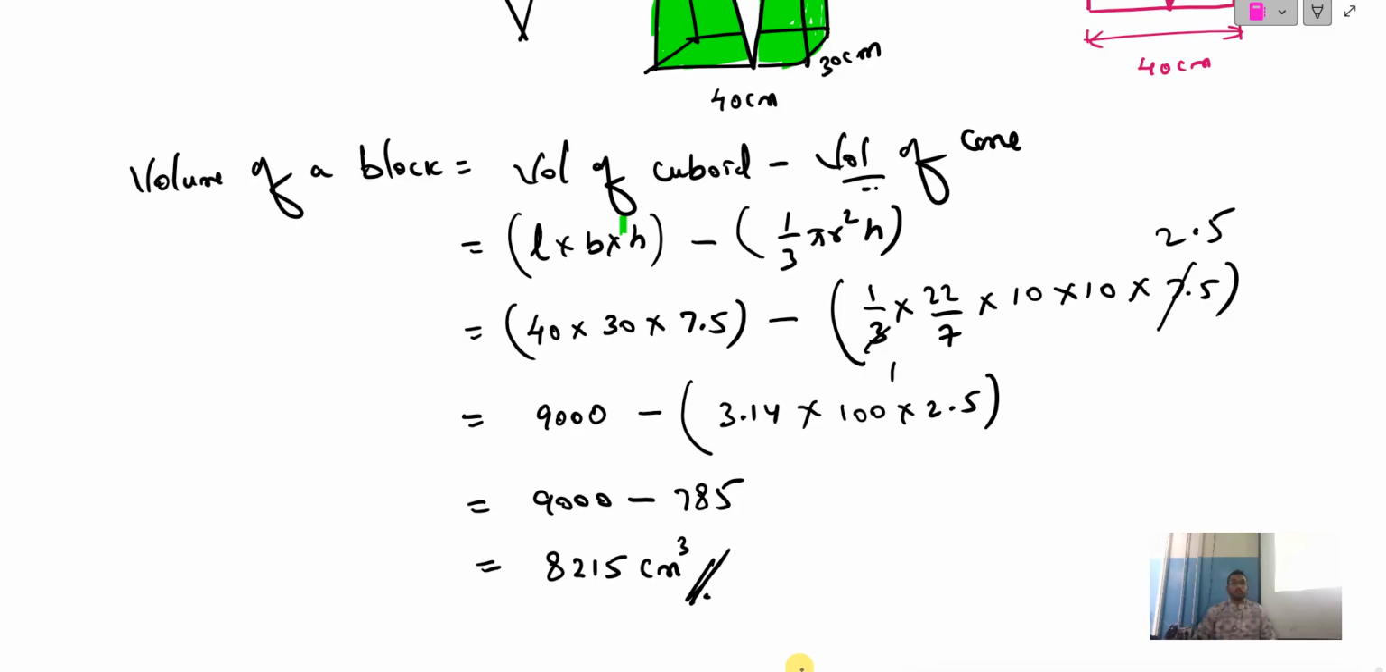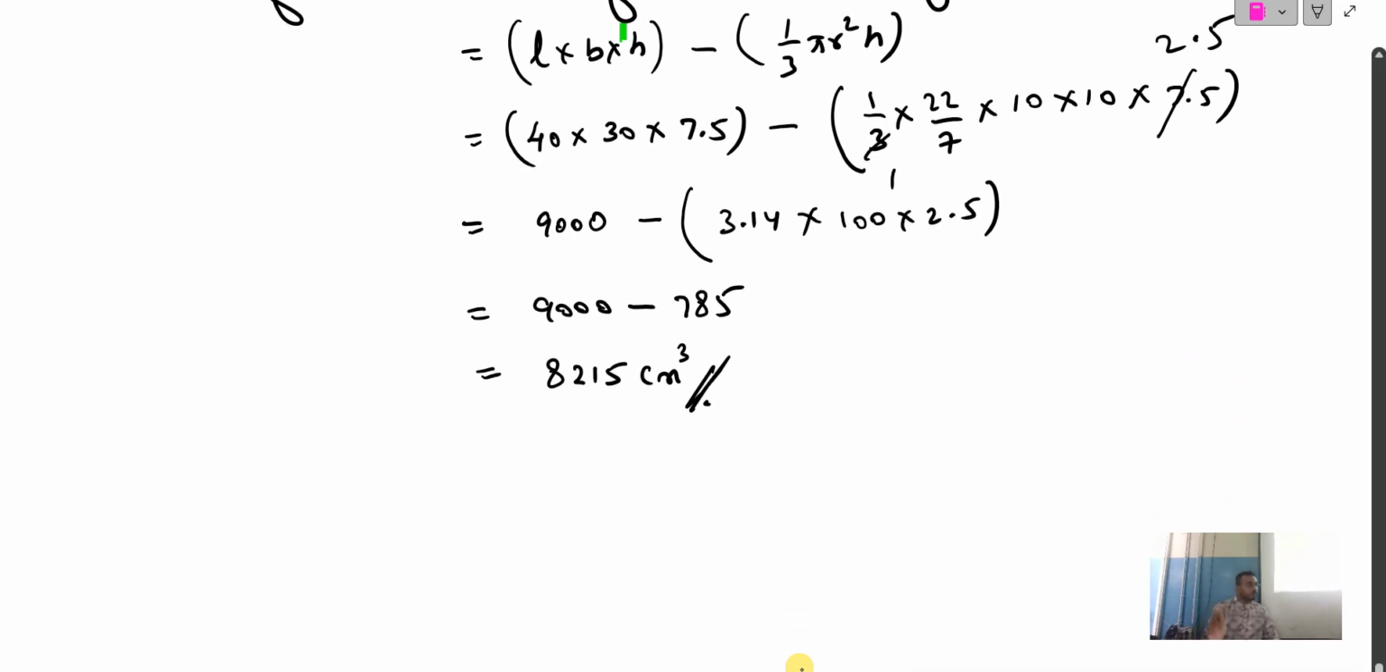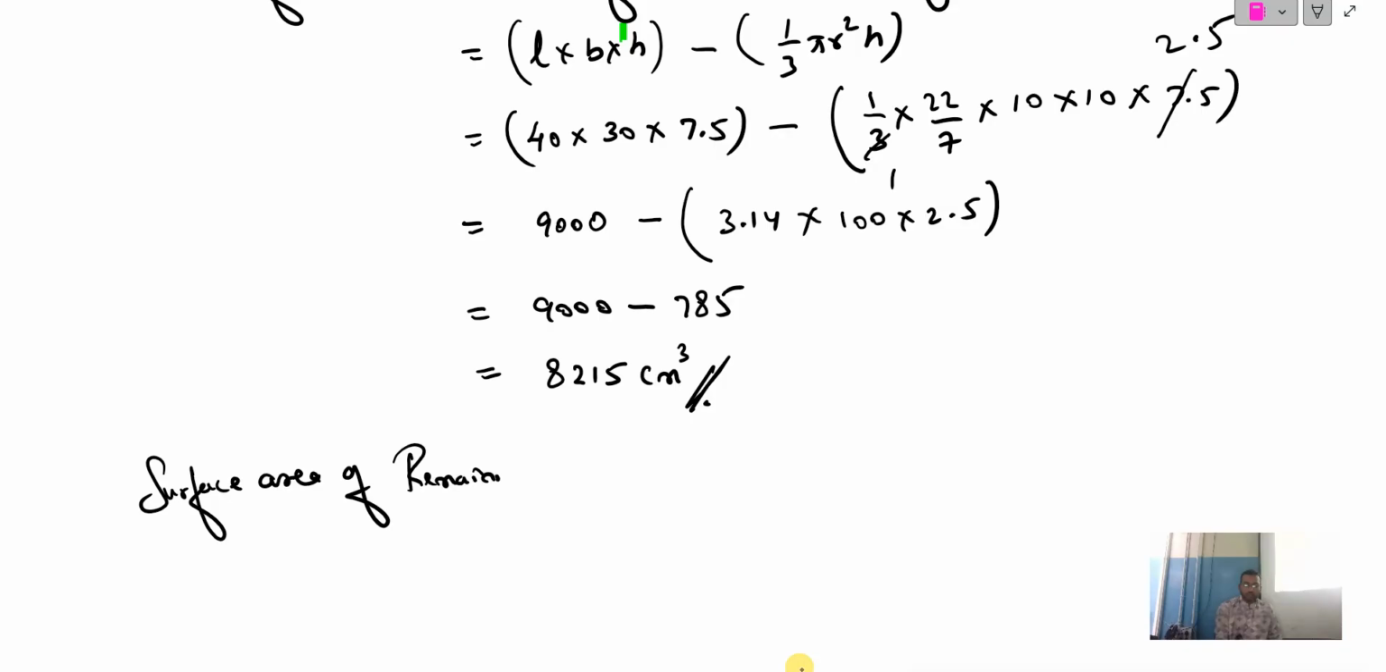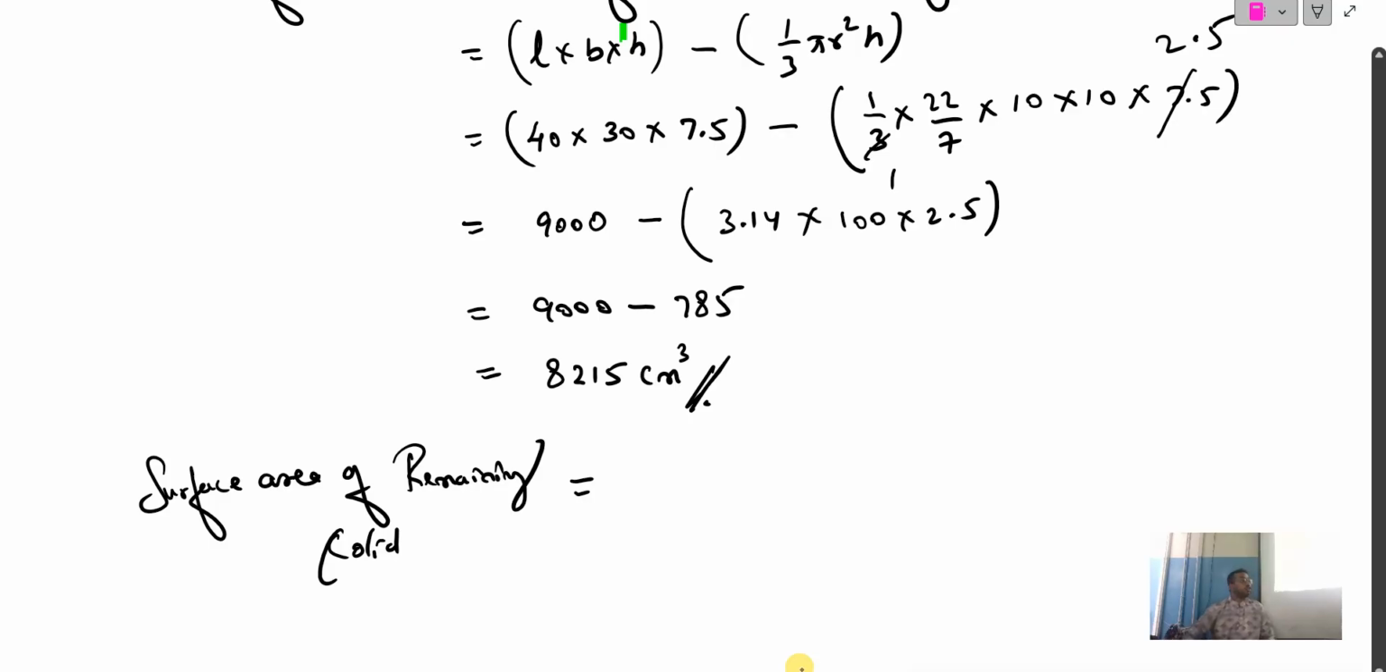Now see here this charger. It's a cuboid. Can you see I have drilled here? So this entire surface is visible. But in our earlier cases, only the V shape was visible to us, so we were taking CSA. But here the entire surface of this cuboid is visible to me, so I need to take TSA, the total surface area of cuboid. In this total surface area of cuboid, I need to subtract CSA of cone.